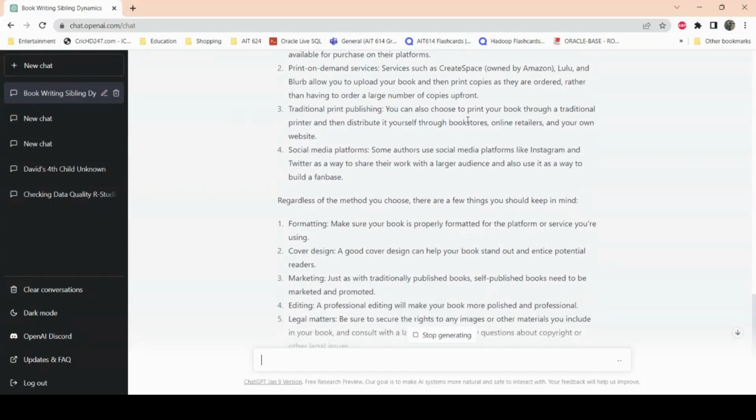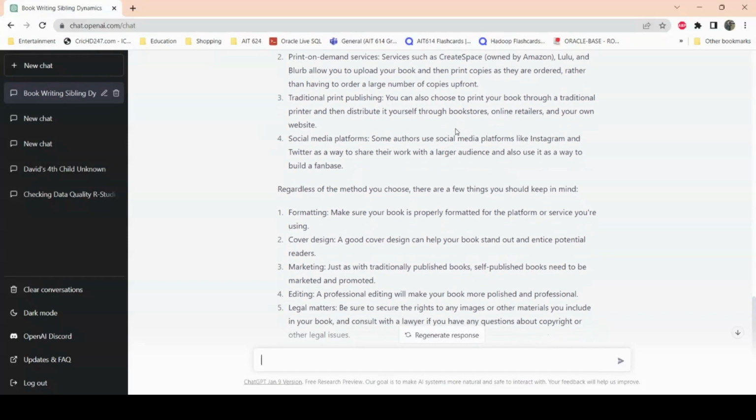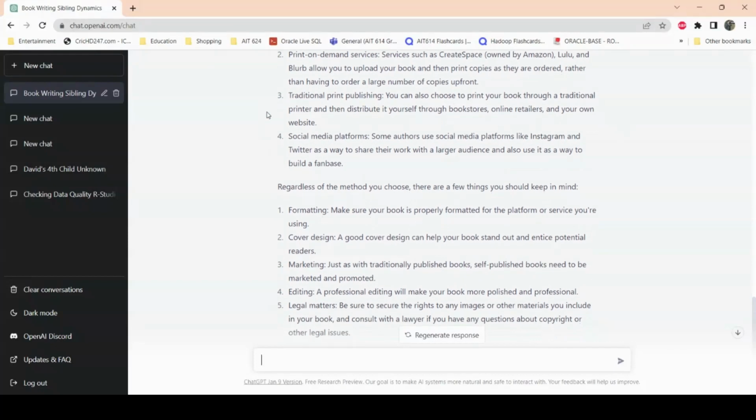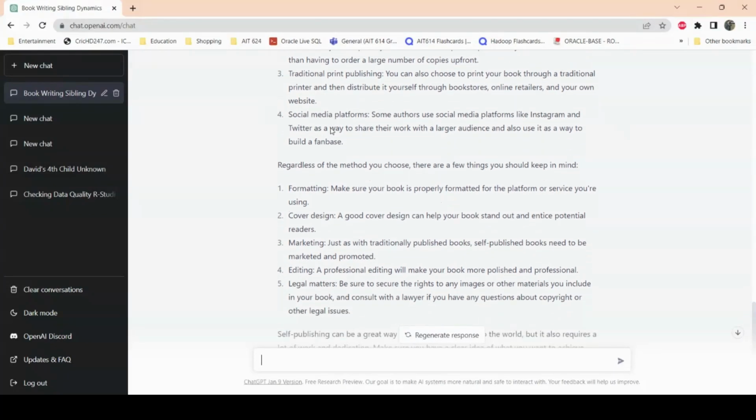And then traditional print publishing. You can also choose to print your book through a traditional printer and then distribute it yourself through bookstores, online retailers, and your own website. Oh, okay, that's a good idea.